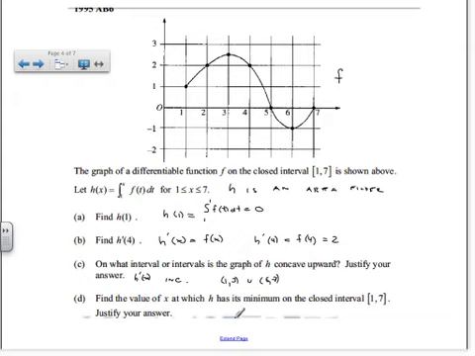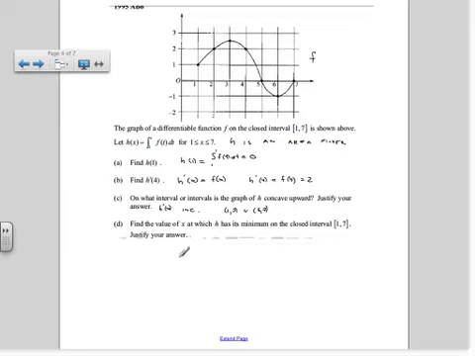Finally, in part D, find the value of x at which h has its minimum. It doesn't say local, so this is assumed to be the absolute minimum on the closed interval 1 to 7. Justify your answer. So I need to consider the endpoints, h of 1 and h of 7, and I also need to consider any critical points.